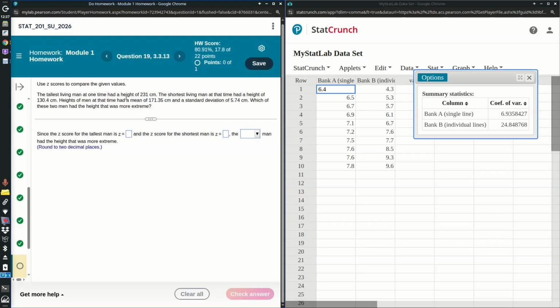Okay, to compute a z-score, what we're going to do is the value minus the average divided by the standard deviation. So we have, let's just get a regular calculator out.